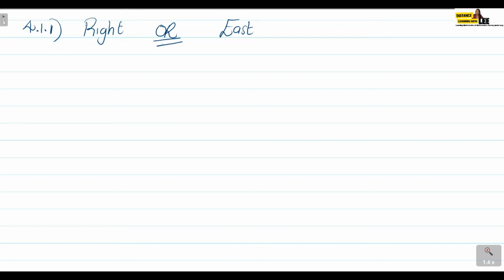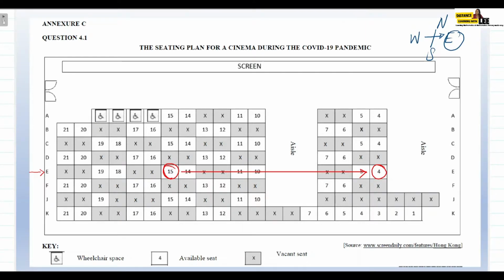How will they mark this? You'll get 2 marks for just saying right, or you'll get 2 marks for just saying east. Cool stuff. Let us have a look at the next question.